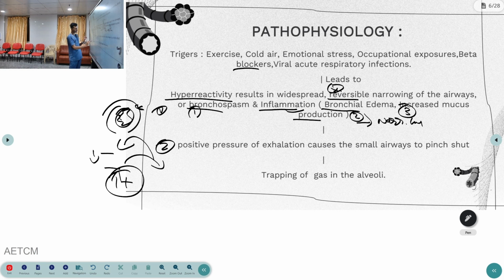So here the positive airway pressure will pinch the smaller airways. Smaller airways means terminal bronchioles and respiratory bronchioles. So ultimately, we already have a narrow lumen, and at the same time we have airways that pinch shut. These things lead to the trapping of gas in the alveoli. So this is the major pathophysiology that will occur in asthma. The main things we have to keep in mind are bronchospasm, bronchial edema, and increased mucus production.